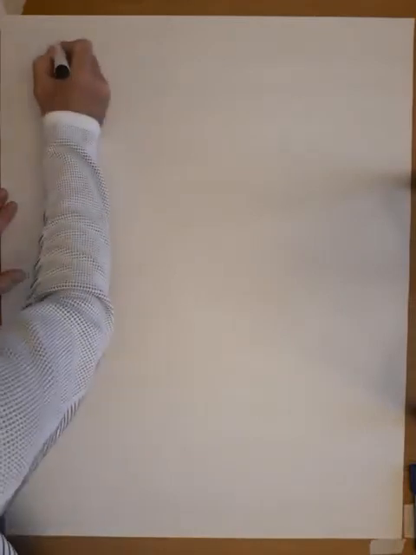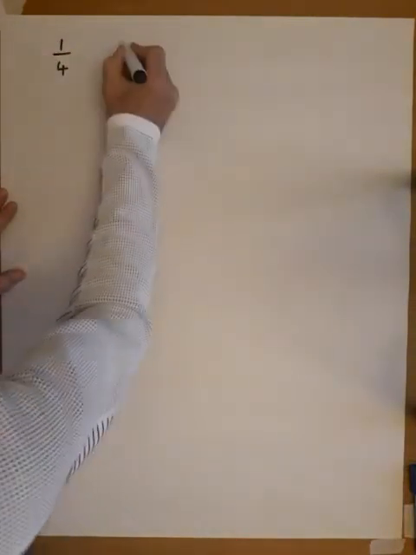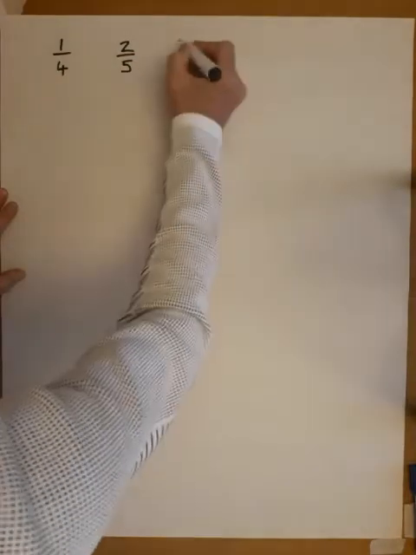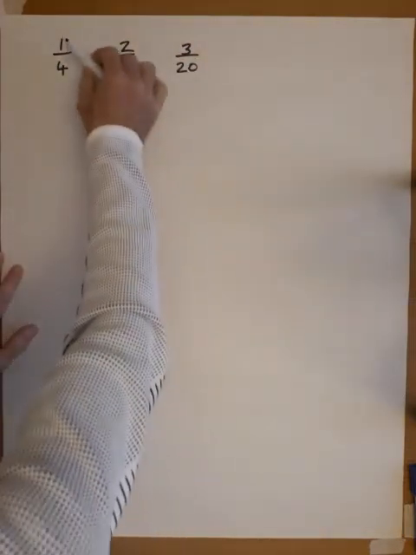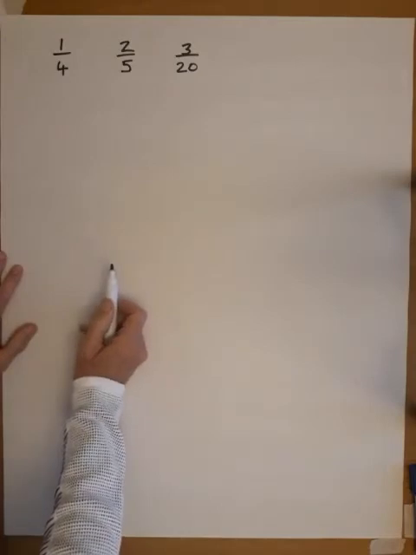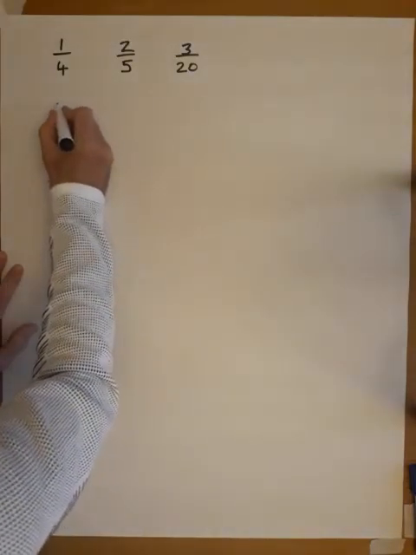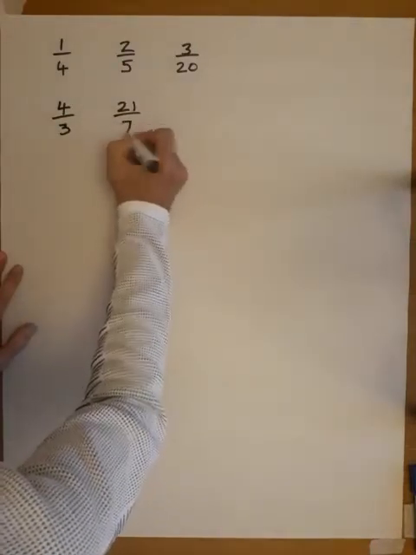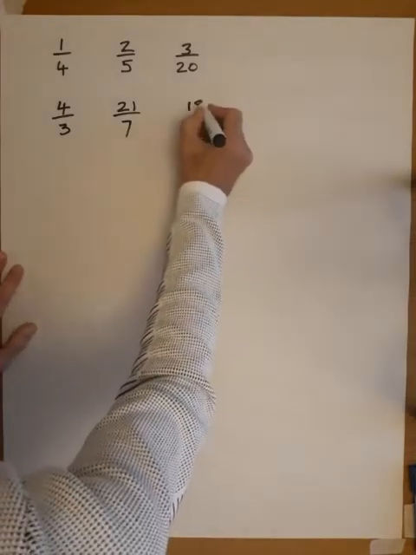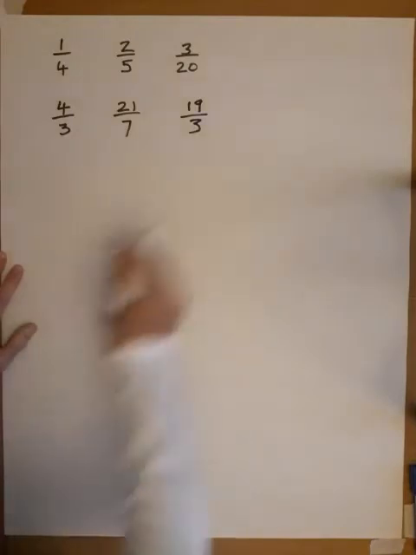So let's get rid of this one. So picking up at that point, this is a proper fraction. So is this. So is this. So those are proper fractions where the numerator is smaller than the denominator. We can have improper fractions. Those would be things like 4/3, 21/7, 19/3, or whatever the number is.